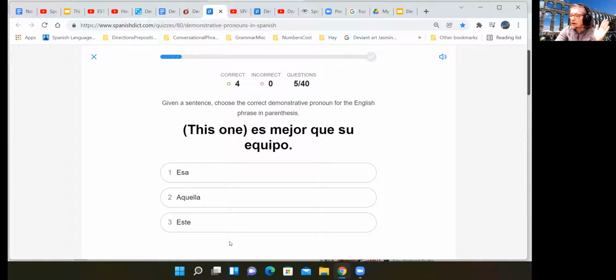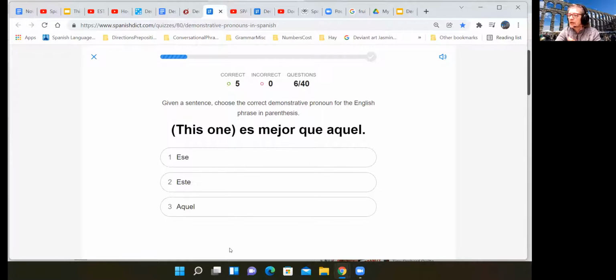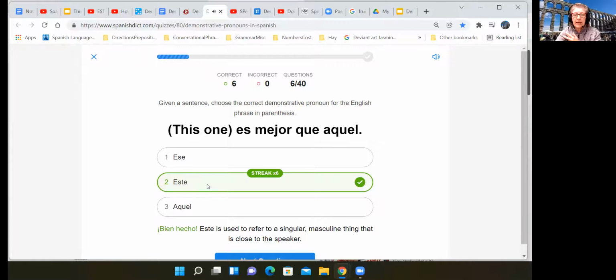This one is better. Es mejor, is better. Es mejor que su equipo. This one is better than your team. Equipo. This team. And they didn't even say the word team. Es mejor que su equipo. This one is better than that one. Aquel. Este es mejor que aquel.